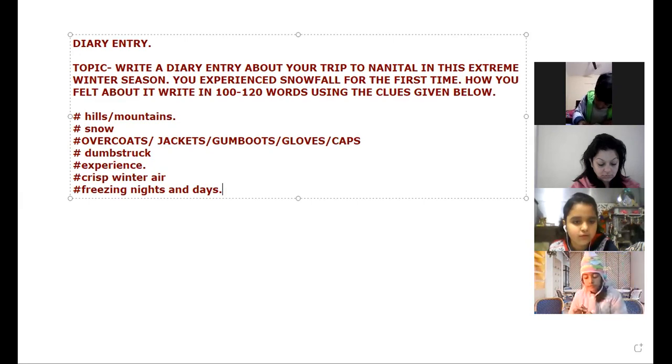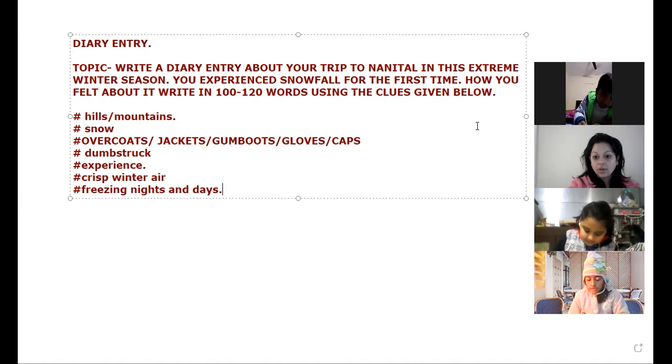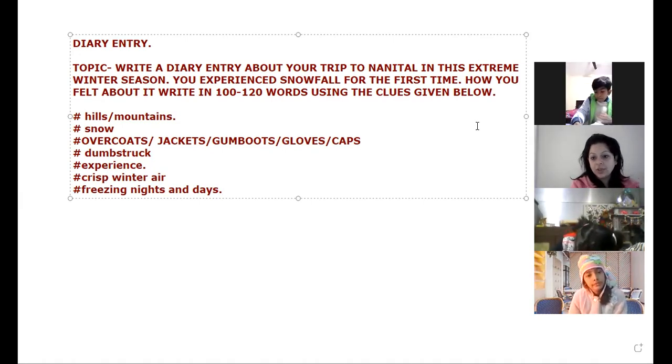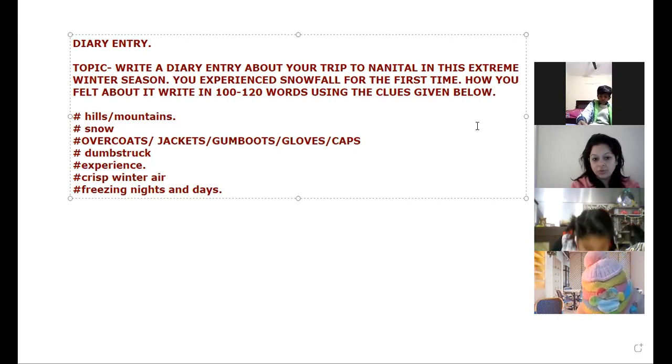What is the meaning of overcoats? Beta, overcoats are the coats, like the winter coats that you wear. They are woolen coats that you wear on all the clothes that you've already worn. They protect you from extreme cold climate.